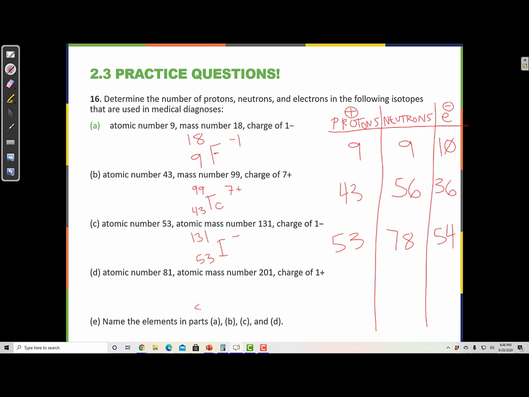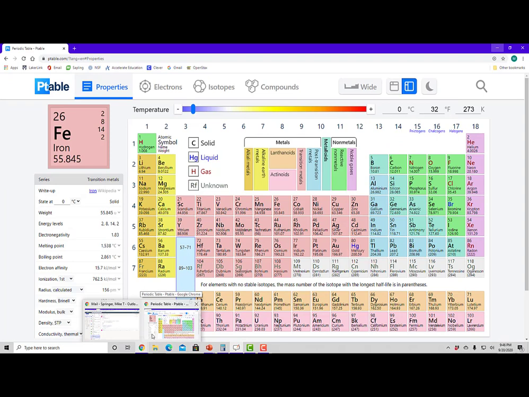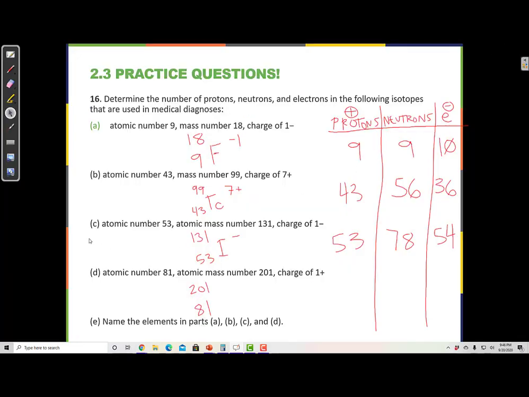Alright, atomic number 81, mass number 201, and the element with the atomic number 81 is thallium, Tl. And a charge of +1.